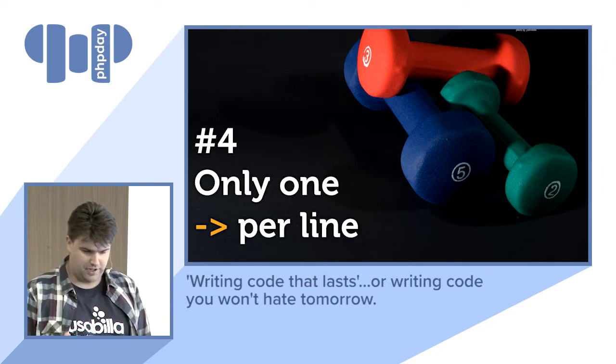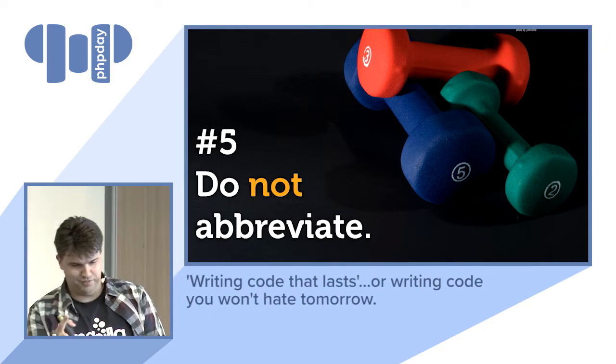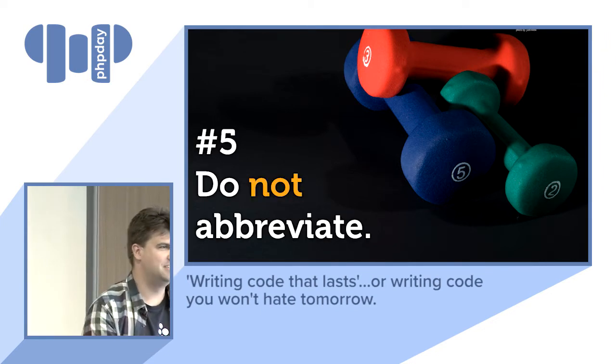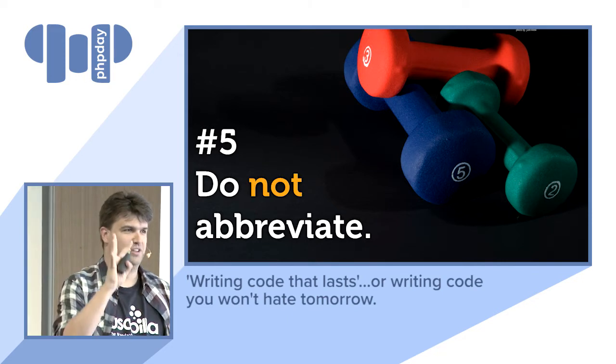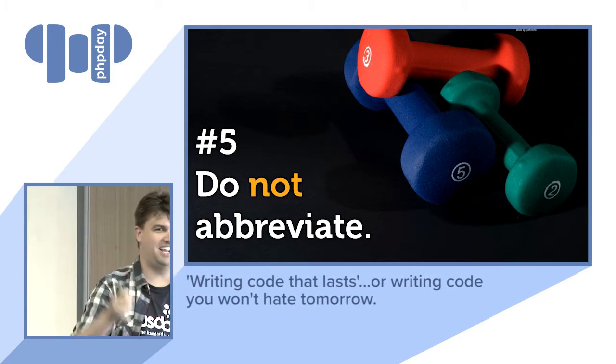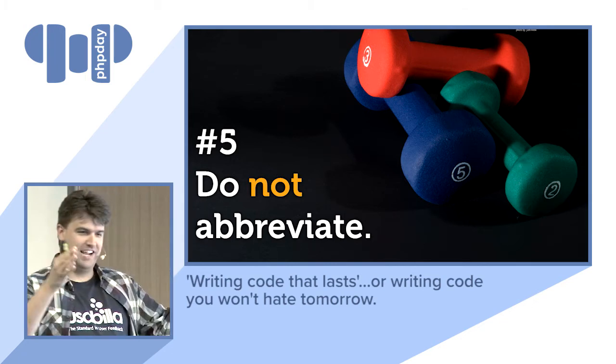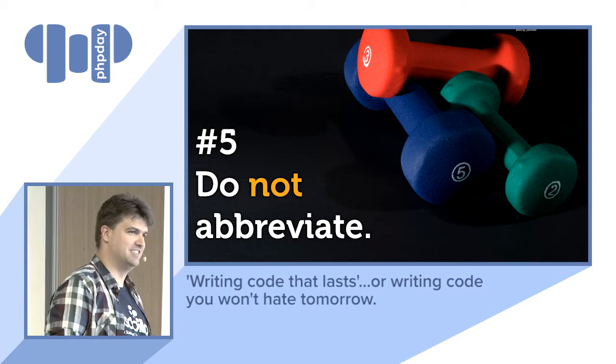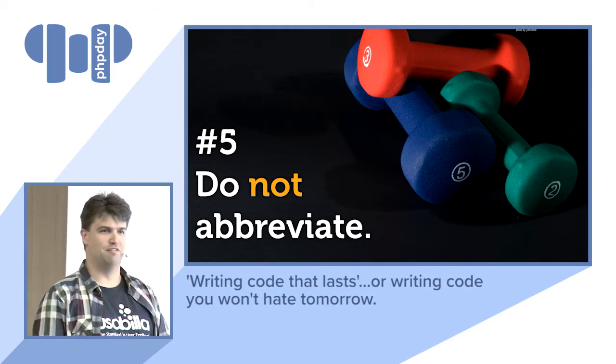It's always confusing. Cool. Rule number five: don't abbreviate. Do I need to convince any of you? Do you feel really smart when you take that big word and make it into three characters? And you're like, yes, great. My line is now shorter. It's amazing. And then tomorrow you try to read it and you have no idea what it means.